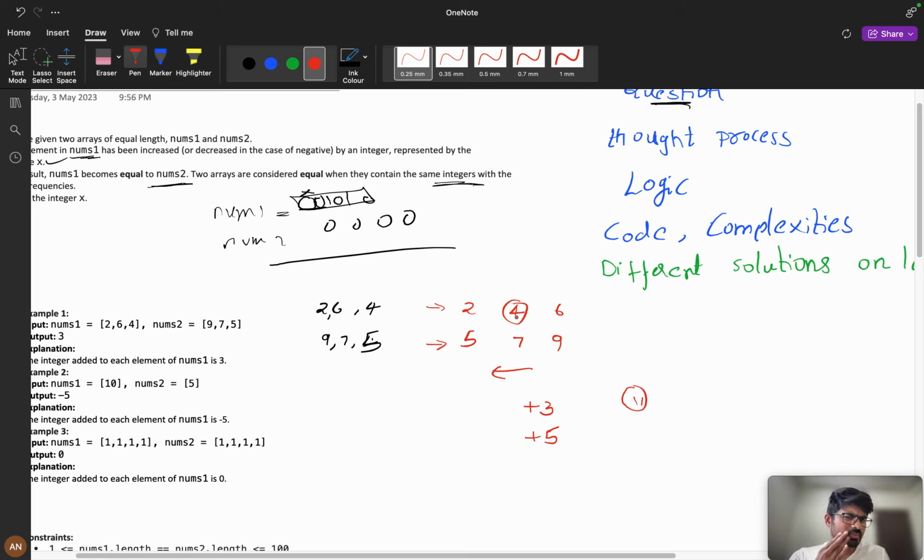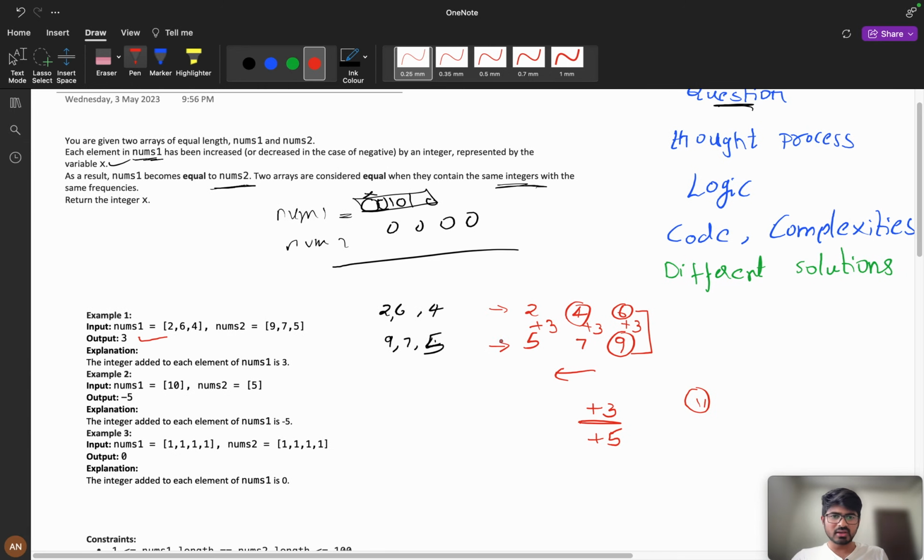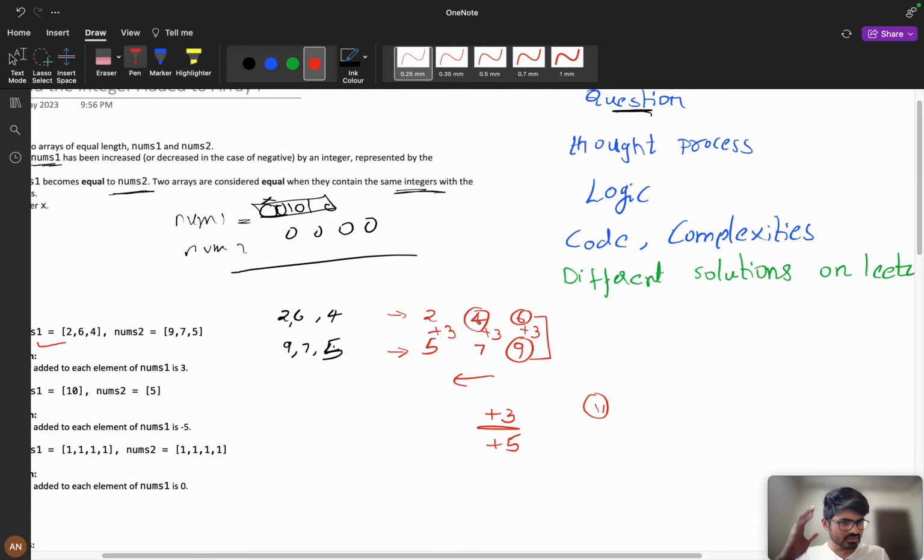So let's not make 4 to 9, let's try to make 6 to 9. If we make 6 to 9, these are equal, so I will make plus 3. If you make plus 3 everywhere, my nums1 and nums2 are equal, so I will return 3. So what exactly can we do? The first thing I got in my mind is I will sort it, take the last two elements and subtract them.